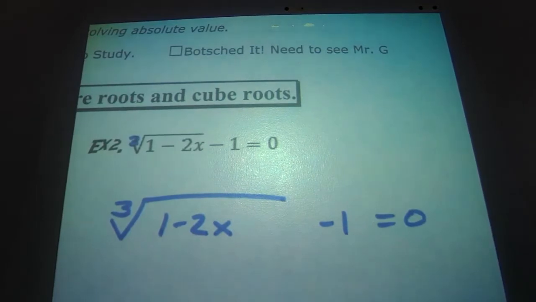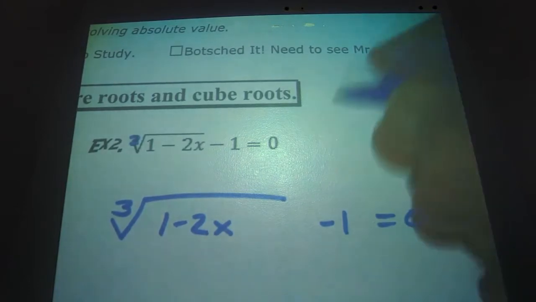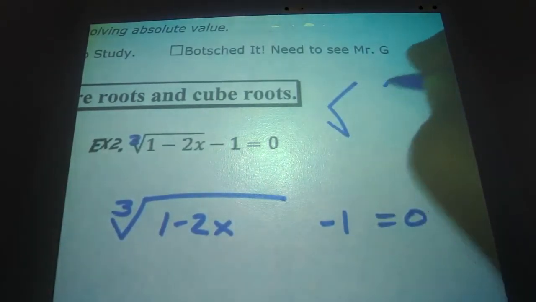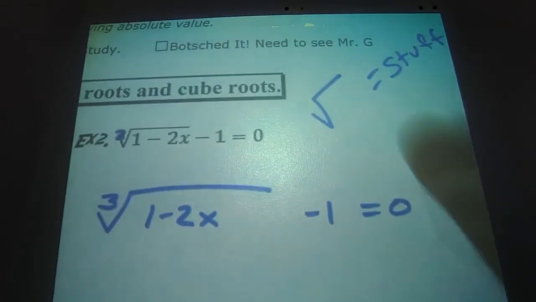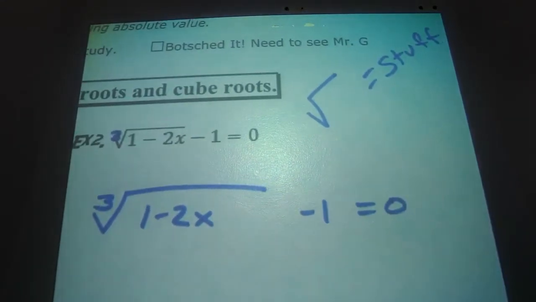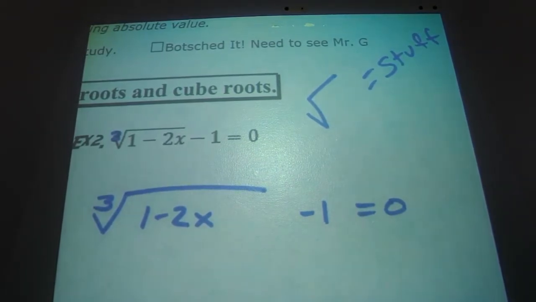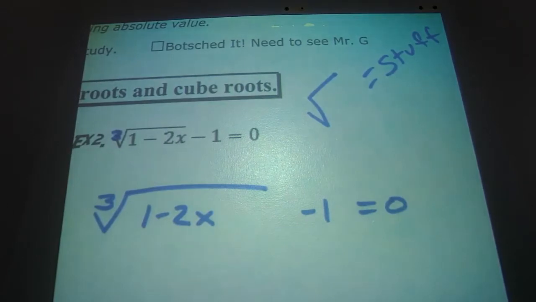I have the cube root of 1 minus 2x, and then outside of the cube root is minus 1 equals 0. We always want our root equal to the stuff. Okay, we always want the root by itself. And the reason why we want that is so now we can isolate the root and then square it both sides, or cube root, or cube both sides. So I take a look. I need to get this guy all by itself.